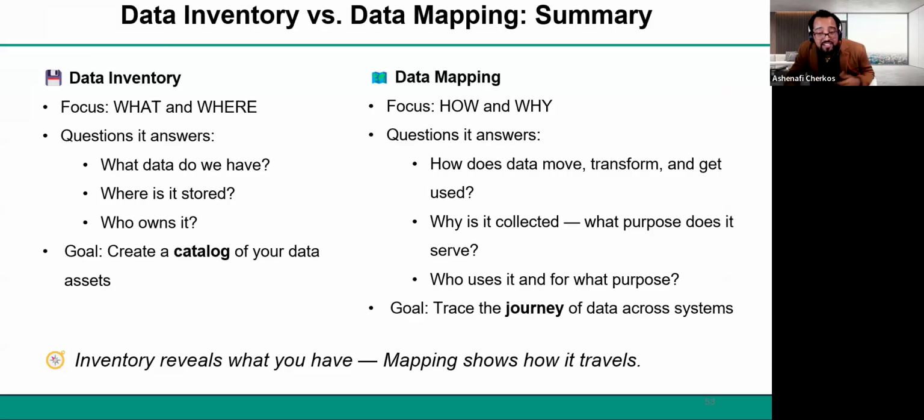Data inventory is a catalog that lists every book and its location, while data mapping tracks each book's journey, from checking out to return, capturing who accessed it and how it was used. Together, both practices, data inventory and mapping, provide a complete and dynamic understanding of your organization's data landscape, and they help to strengthen privacy, efficiency, and accountability.